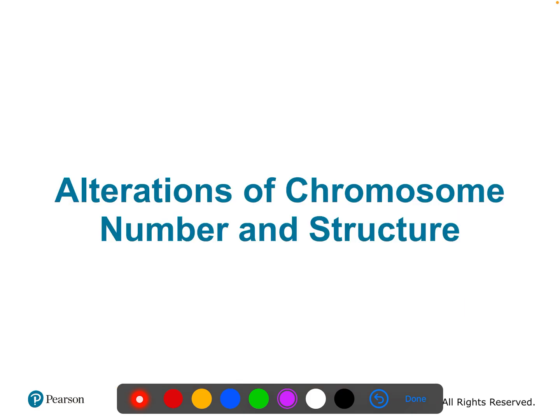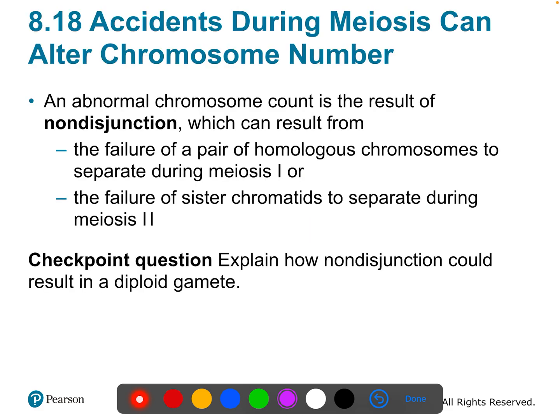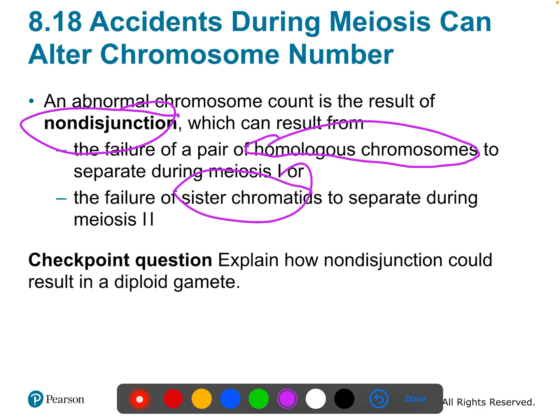Now, the last thing I want to talk about in the chapter is the alteration of chromosome number and structure. So everything we've been talking about so far is under the assumption that everything goes perfectly. The genetic information is copied perfectly, everything lines up perfectly in homologous pairs and so on and so forth. But sometimes that doesn't happen right. An abnormal chromosome count is the result of something called non-disjunction. And non-disjunction can occur a few different ways. First, it could be the failure of the homologous chromosomes to separate properly during meiosis 1. Or it could be the failure of the sister chromatids to properly separate during meiosis 2.